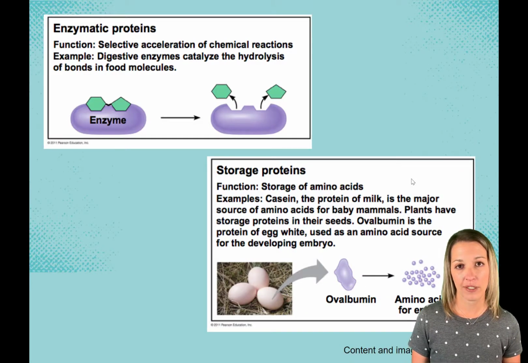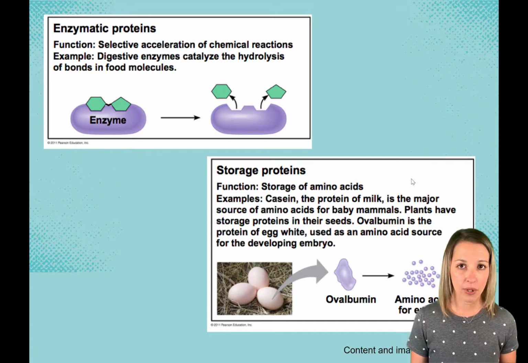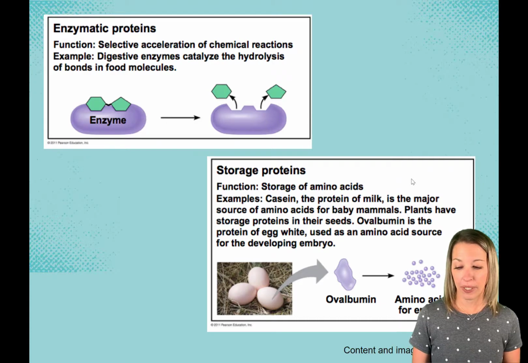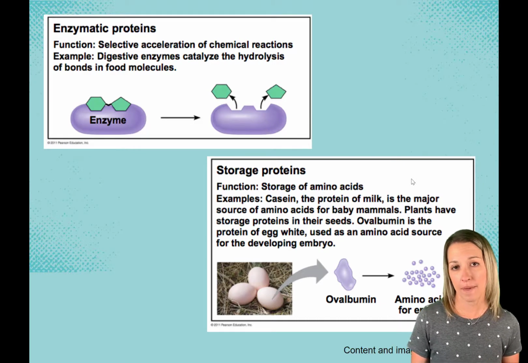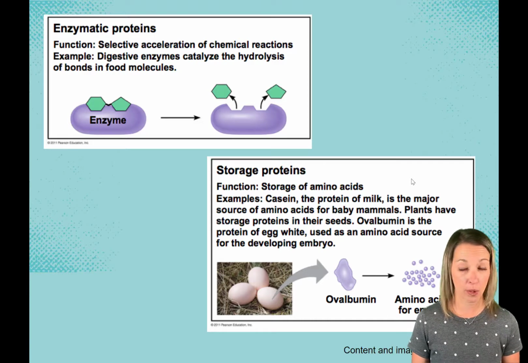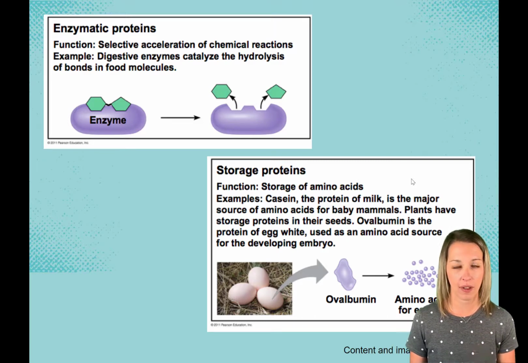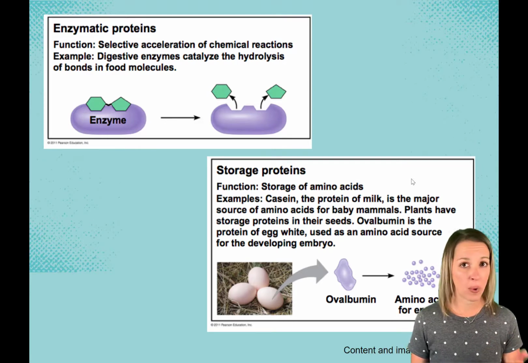Another example is storage proteins. So an example of that would be casein. Casein is a protein that's found in milk. It's a major source of amino acids for baby animals. Plants also have storage proteins in their seeds. And then one of the most unique places that you can find a protein source is actually an egg white. Because think about the fact that the whole embryo that's inside the egg develops from the yolk. So the whites actually contain all 20 amino acids that are essential.